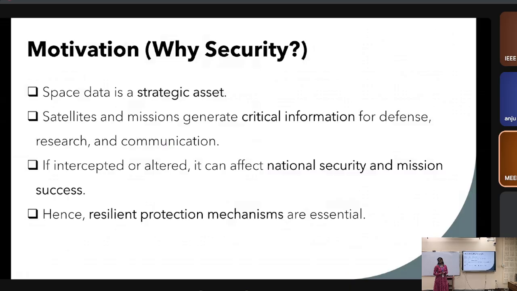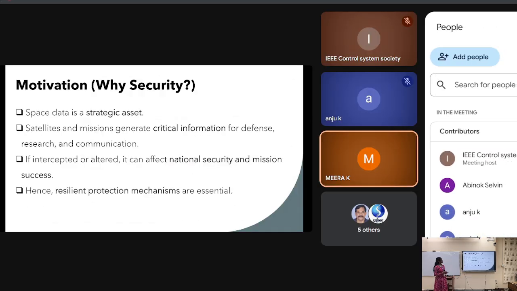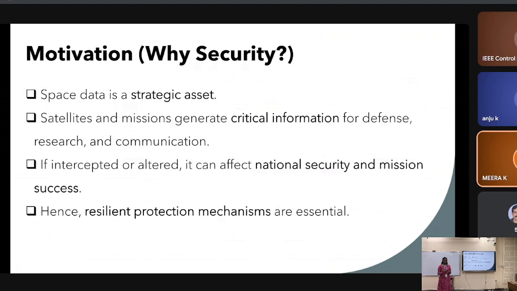So why do we need security? Basically, the data, for example space data, is an asset. The satellites and the missions generate critical information for defense, research, and communication. If this data is intercepted or altered, it can even affect national security and mission success. So we need a mechanism that will be resilient to any kind of adversary action.